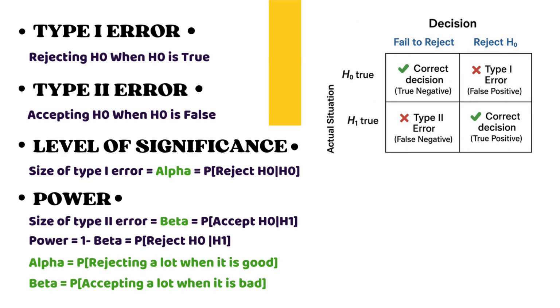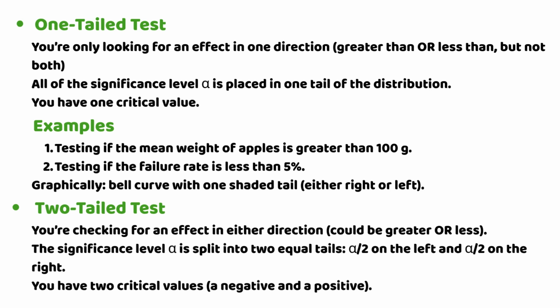Now that we have understood the null and alternative hypothesis, the next step is to see what kind of test we should use. And here is the key. It is the alternative hypothesis that decides whether to go for one tail test or a two tail test. Let's start with one tail test. This is when we are only interested in change in one direction, either greater than or less than, but not both.